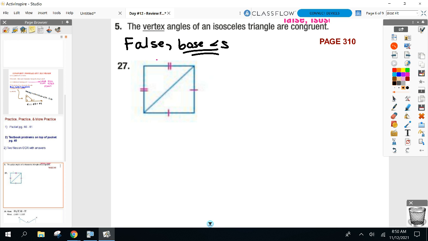Because I just threw it here, and then I got a little SSS rocket. Nope, you're right, that's just why I picked it. This is not side, side, side. You got the reflexive side, but you don't have the other two S's.